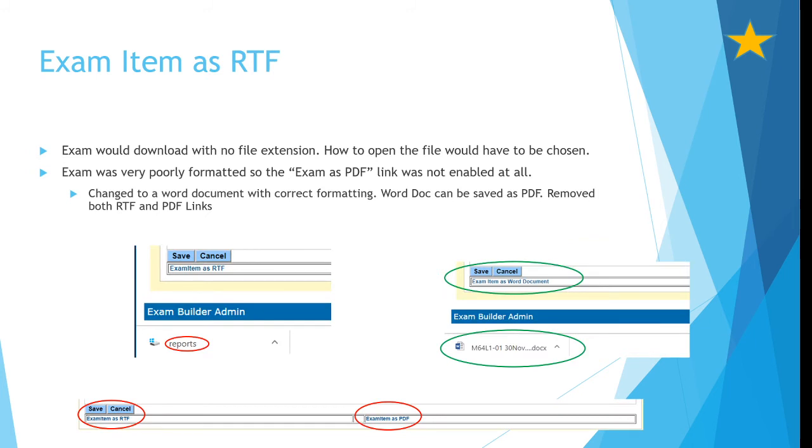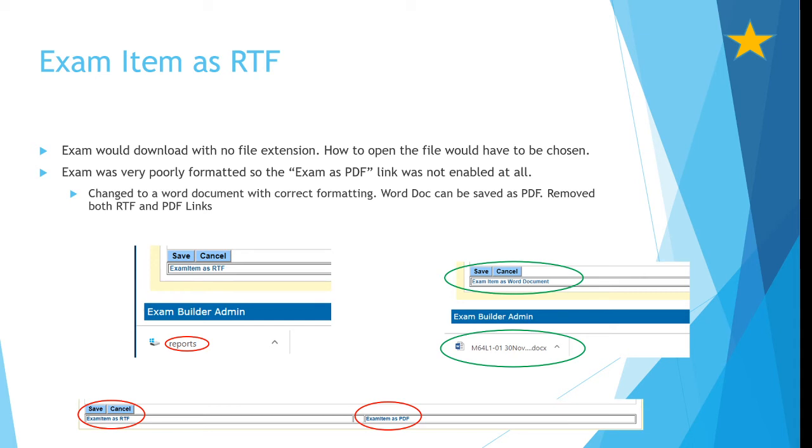So an exam item could be downloaded as an RTF file, but as you can see there circled in red, it would download as reports, so not really a name to it and no file extension. So you would have to open this in the system, you would have to search for Microsoft Word to open that. And then, like I said earlier, the format was very messed up. The users would have to edit it quite a bit before they could actually print it off and use it.